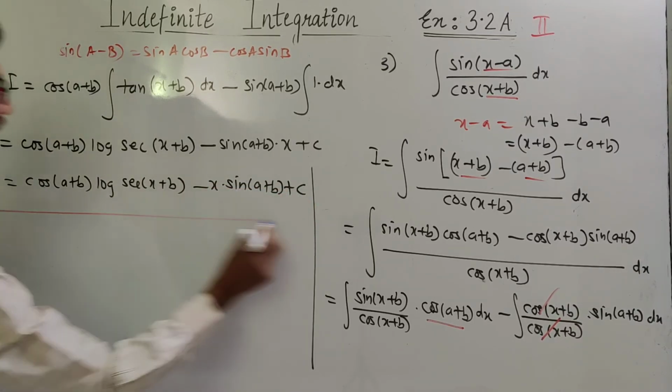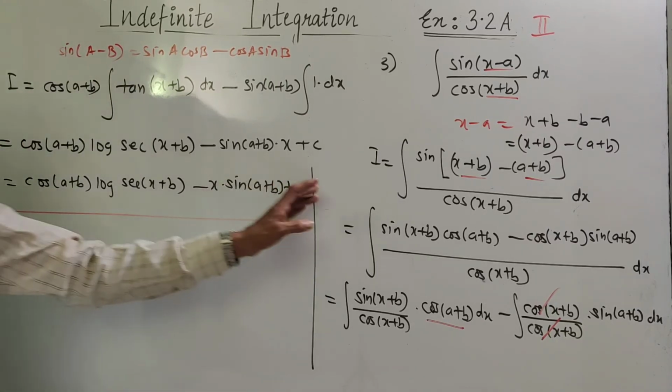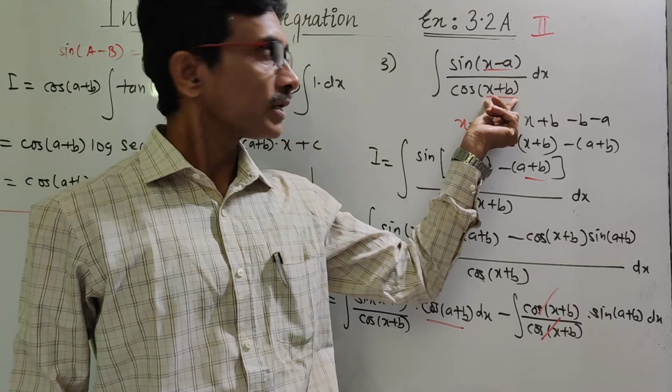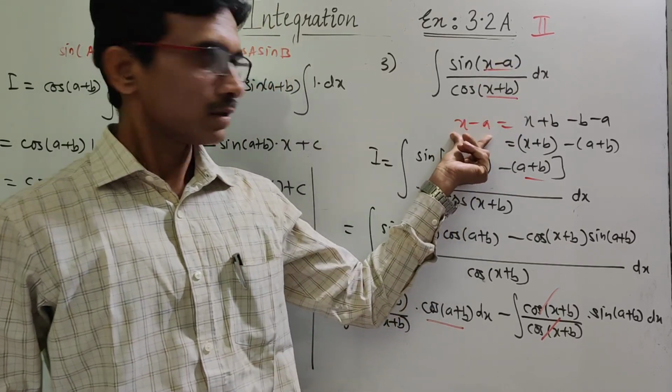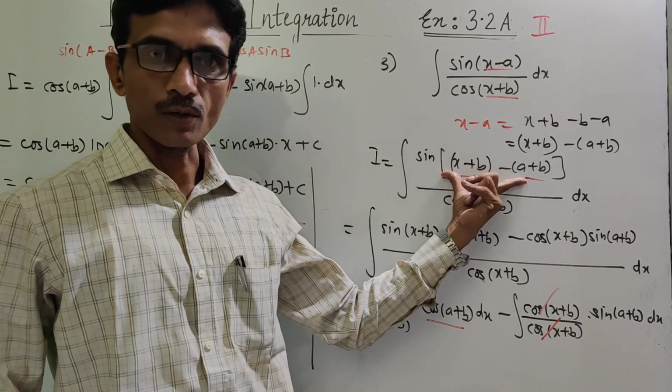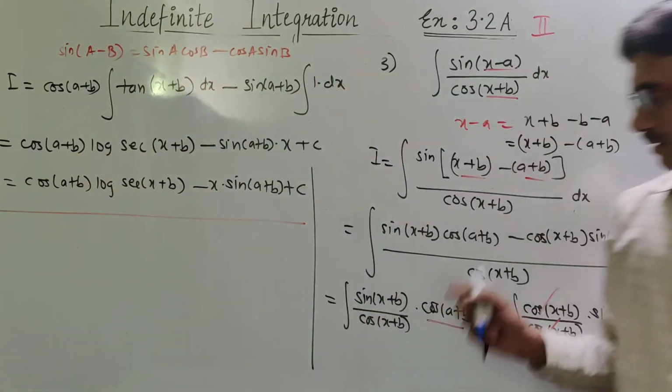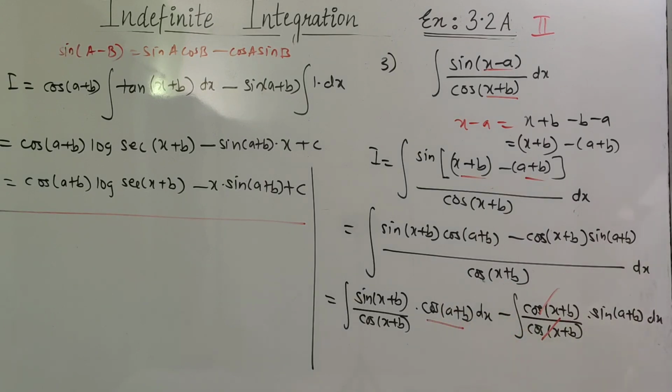This is the integral. So remember, wherever such type of terms are there, according to the denominator we adjust the numerator, and we apply the formula: we expand sine or expand cos, and then we simplify and integrate.